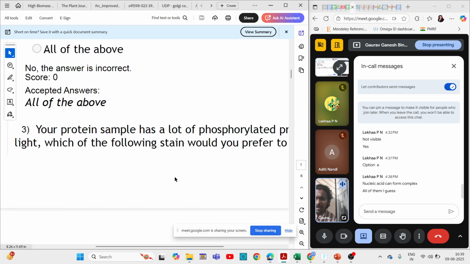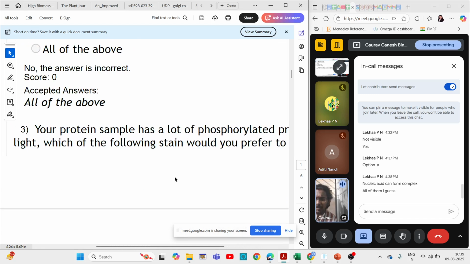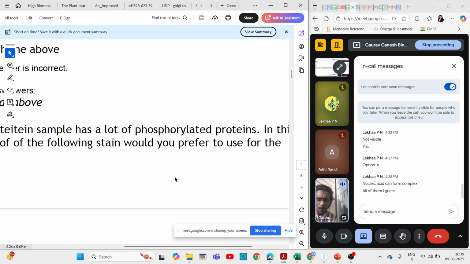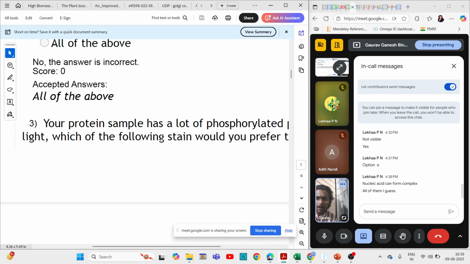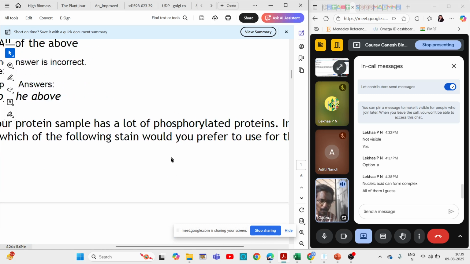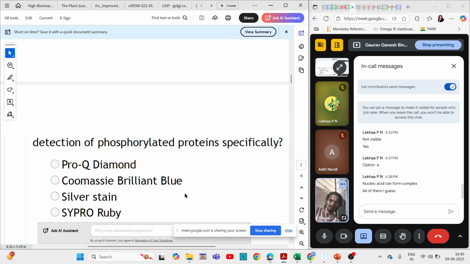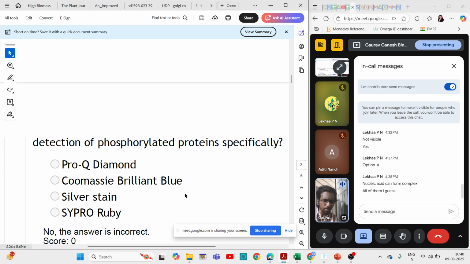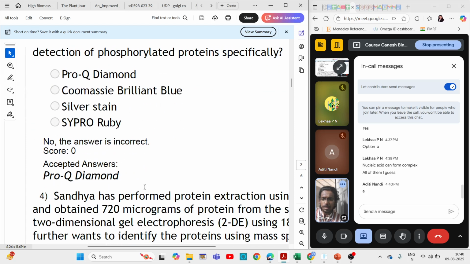Okay, so your protein sample has a lot of phosphorylated proteins. And in this slide, which of the following stains would you prefer to use? We have studied the staining techniques now, and the question says that the protein sample has phosphorylated proteins. So what do you think? Which stain technique should we use? We just discussed that. Yes, it is option A.